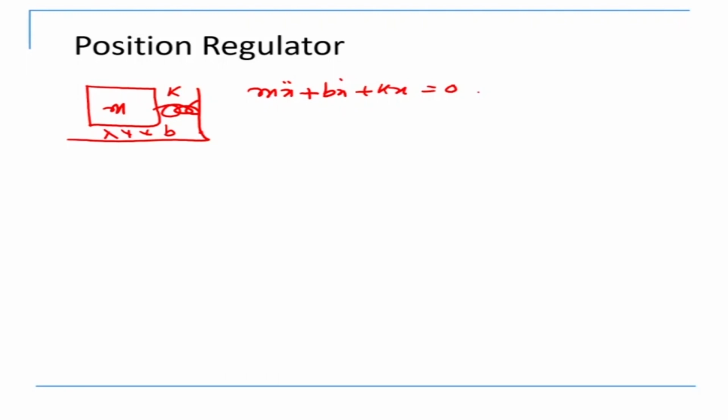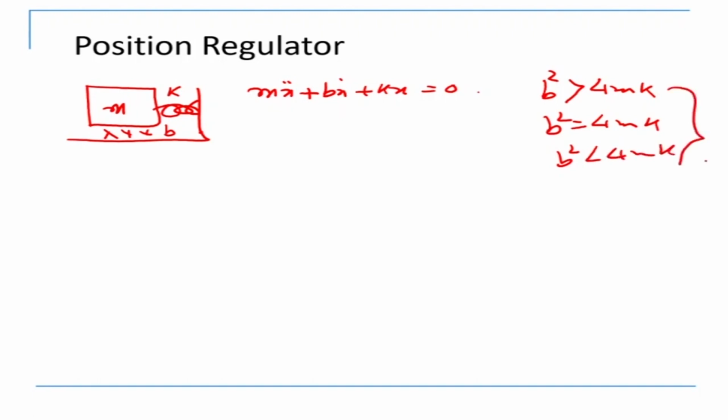It is going to behave in a particular way depending on whether b squared is greater than 4mk, or b squared is equal to 4mk, or b squared is less than 4mk. Depending on that, it is going to be overdamped, underdamped, or critically damped. And we normally choose this for our design. We choose the system to be critically damped.